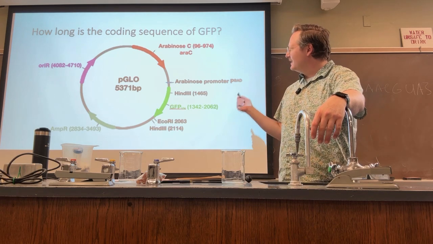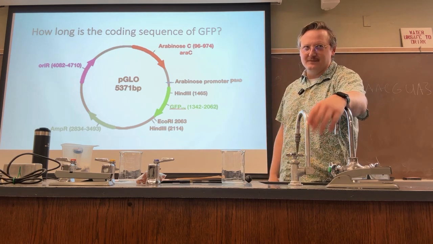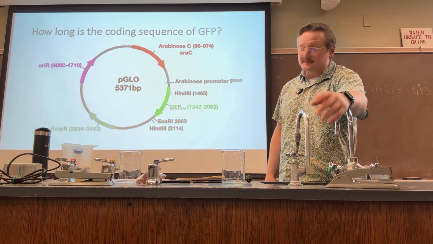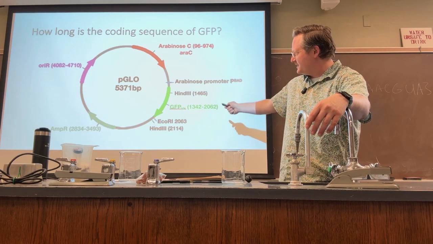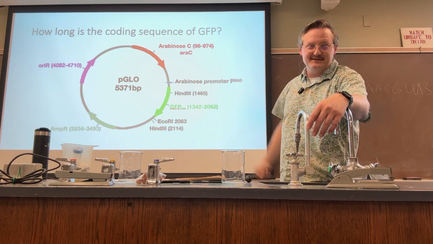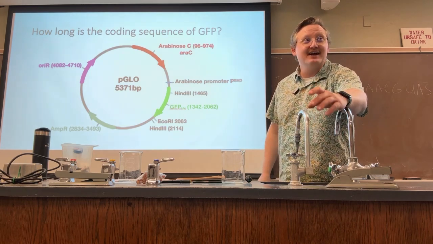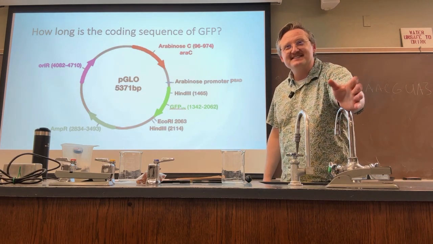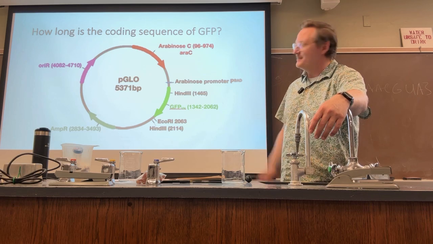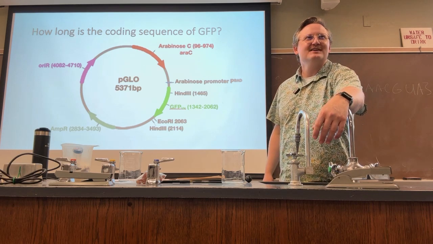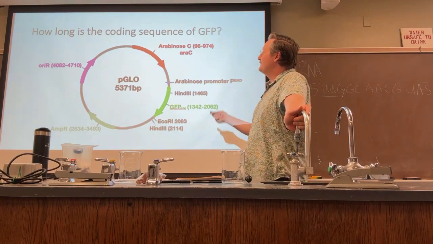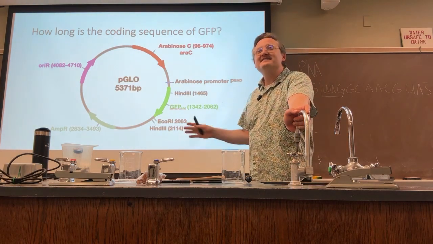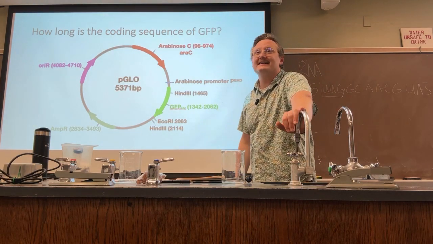Anyways, how long is the coding sequence of green fluorescent protein? Well, I've shown you plasmid maps before. The green fluorescent protein gene runs from base 1342 to 2062. And I've done this enough that I can just tell you that's 720 base pairs. I don't have to do the math anymore, which is wild. So the green fluorescent protein gene is 720 nucleotides long.